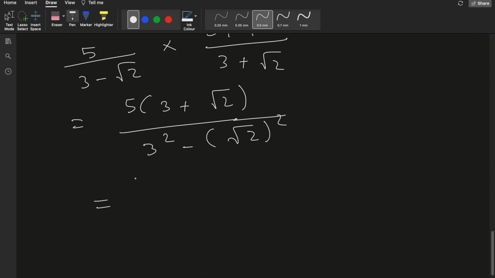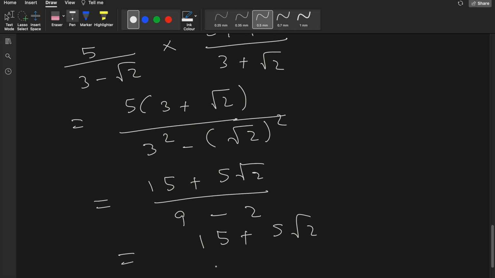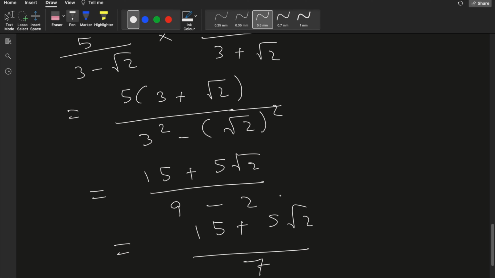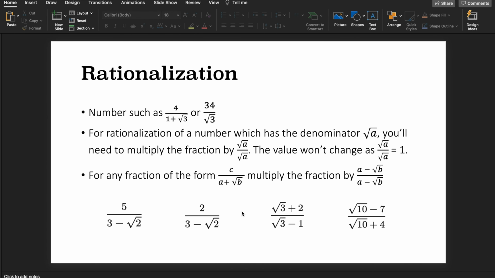We multiply 5 into 3, so that's 15, plus 5 into square root of 2, divided by 3 squared, which is 9, minus square root of 2 whole squared, which we just saw is 2. So this would be 15 plus 5 root 2 divided by 7. So we could leave it like this. This is our final answer.